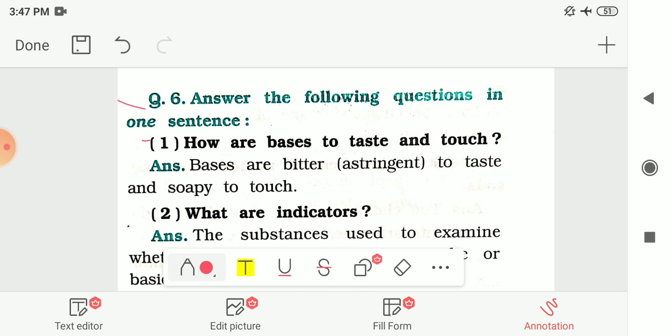The first question is, how are bases to taste and touch? What are the physical properties of bases? Bases are bitter, that means astringent. Astringent means the substance which tastes bitter. So these bases are bitter to taste and soapy to touch. If you touch them, they will feel soapy. This is the property of bases.